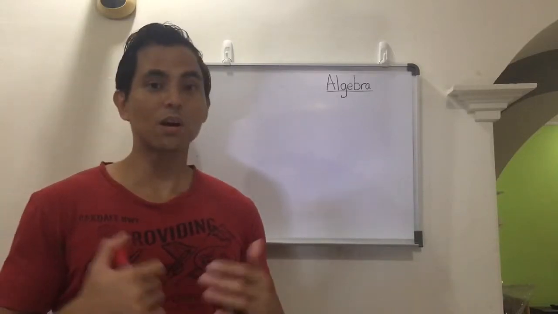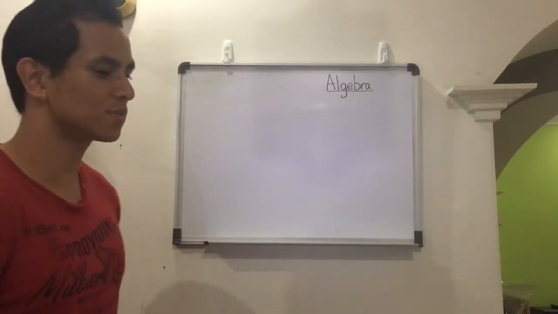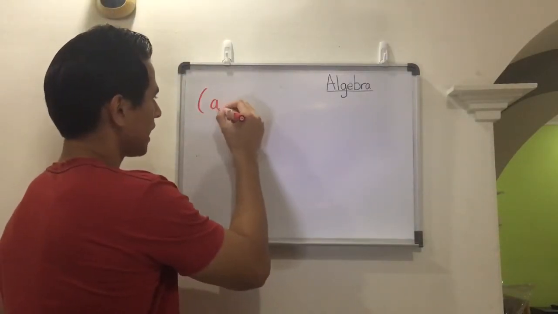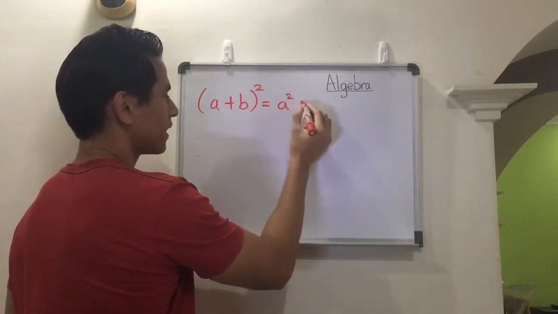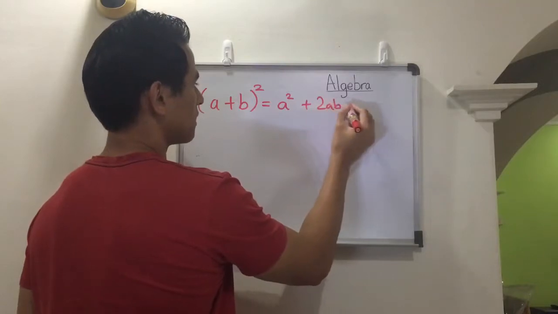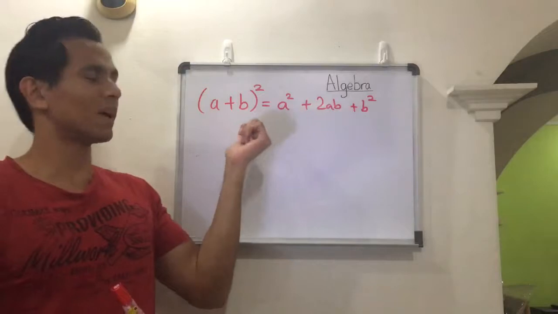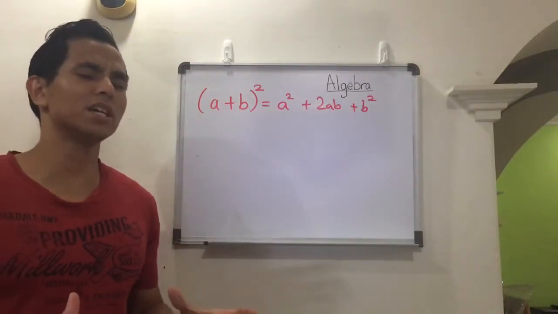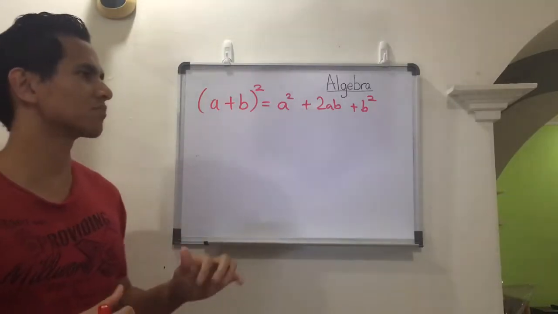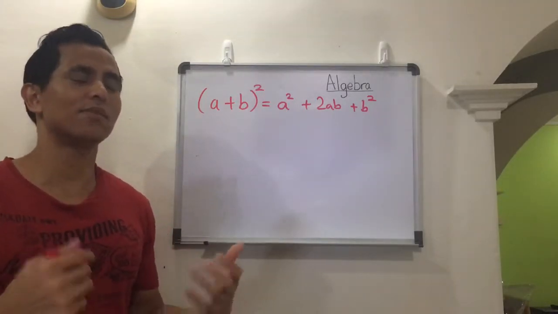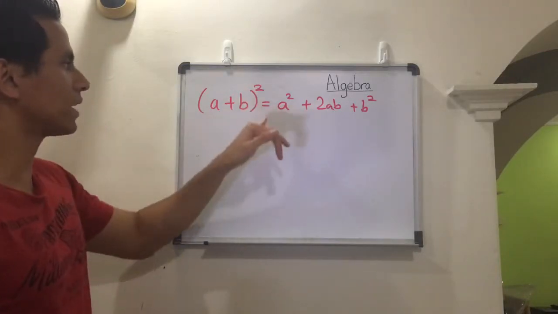Okay, so now what are the three identities that I want to show you in this video? The first one is (a plus b) square equals a square plus 2ab plus b square. Okay, so this is one identity. They call it identity, but maybe the word confuses you. I would say that an identity is more like a shortcut formula.